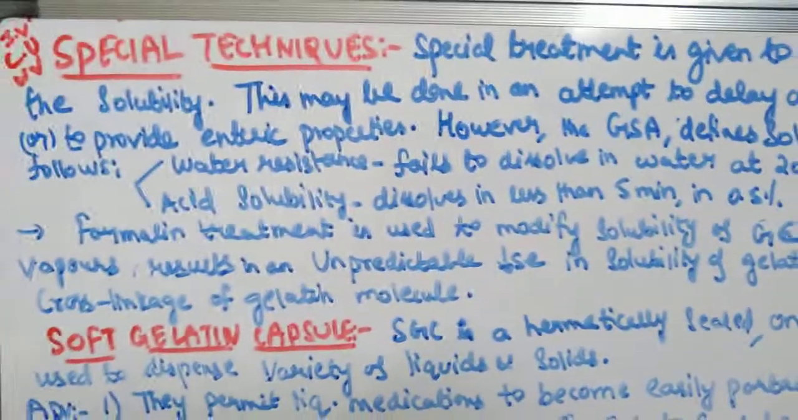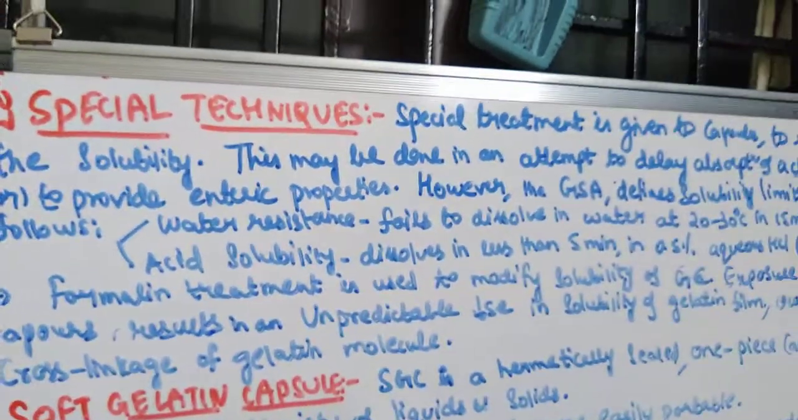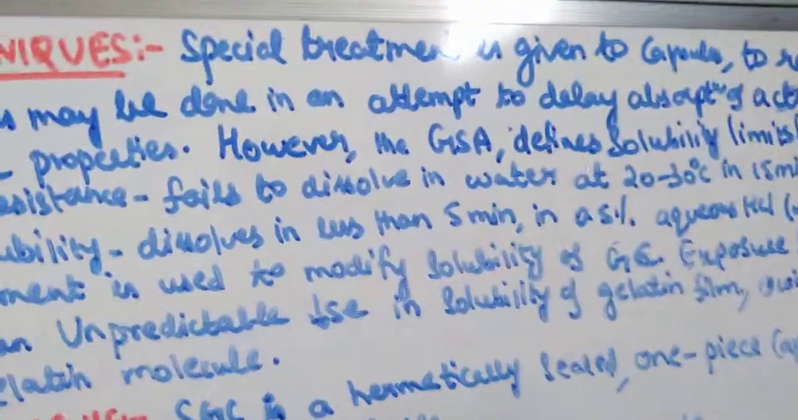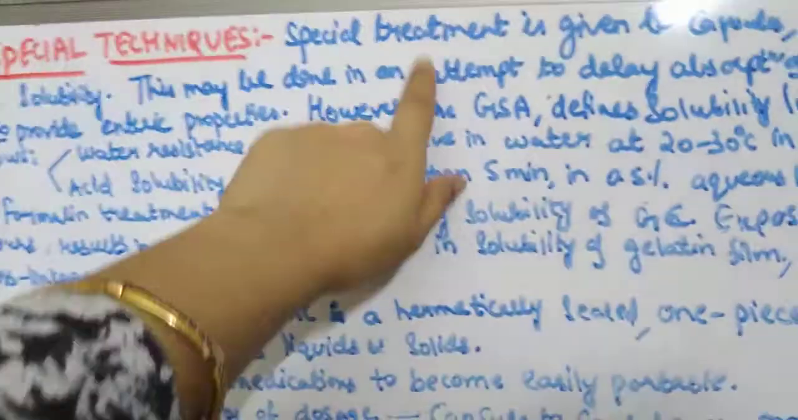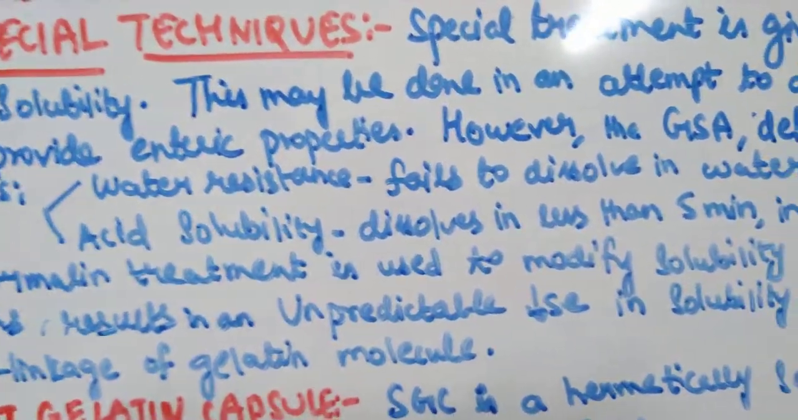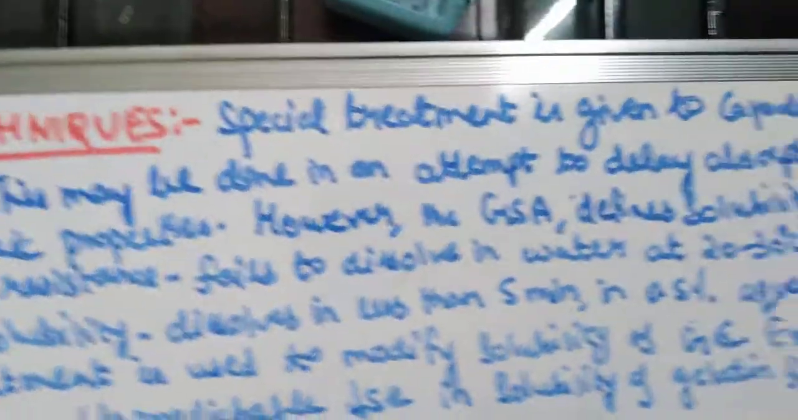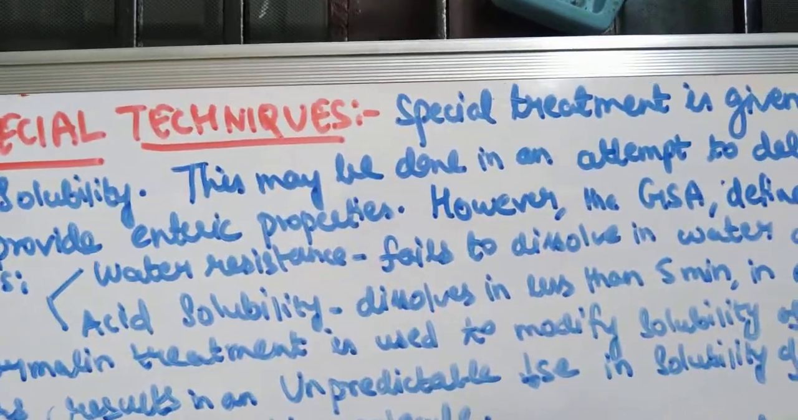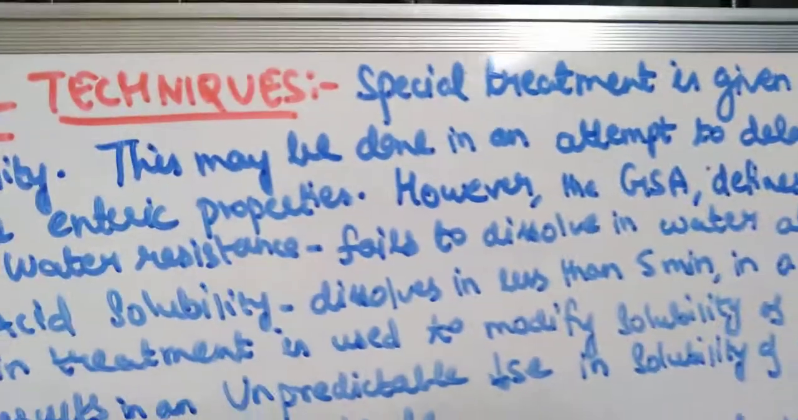So we will now discuss what special techniques are available to alter the solubility of hard gelatin capsules. Special purpose capsules are capsules in which a special treatment is given to retard their solubility. This may be done in an attempt to delay the absorption of the active ingredient. Why are you altering the solubility? To delay the absorption or to provide enteric properties.